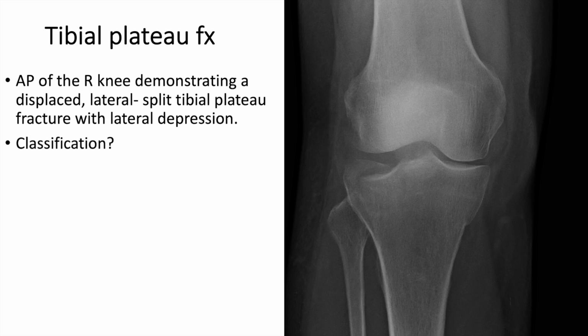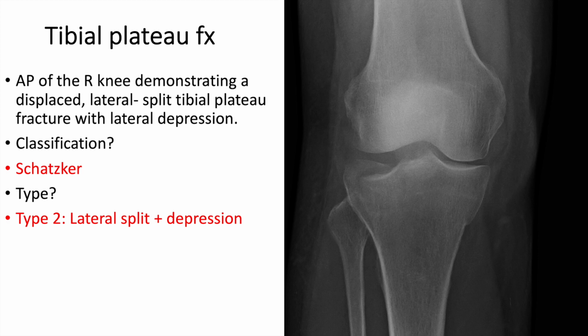What's your classification for tibial plateaus? Okay, it's Schatzker. All right. And so what Schatzker type is this? All right, it's type 2 because it's a lateral split and depression. I go over mnemonics in a prior video for remembering the Schatzker classification. Be sure to check that out if you haven't yet.